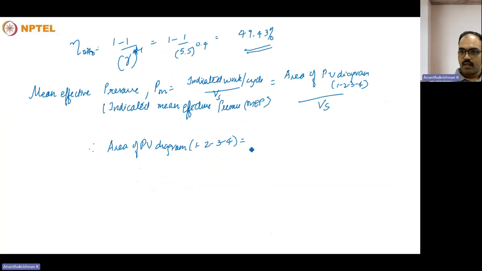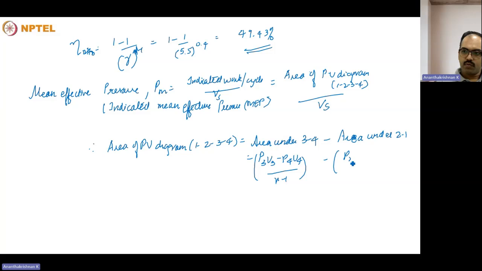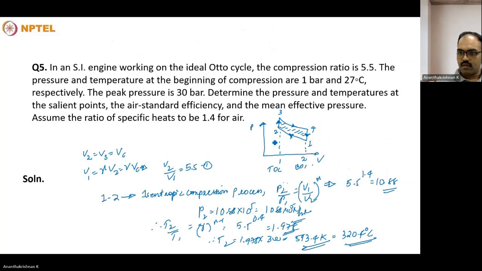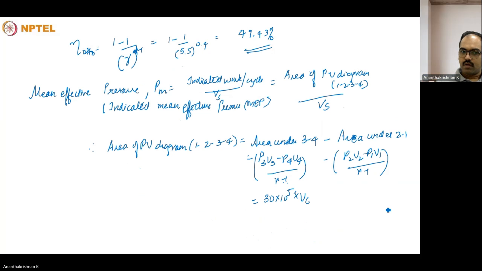So that will be equal to the area under 34 minus the area under 21. That will be equal to (P3 V3 minus P4 V4) divided by (gamma minus 1) minus (P2 V2 minus P1 V1) divided by (gamma minus 1). That is equal to 30 into 10 power 5 into V3, it's actually the clearance volume, minus P4, which we have already determined, into 5.5 times clearance volume, divided by 0.4.